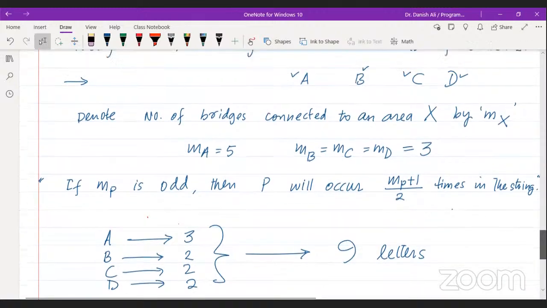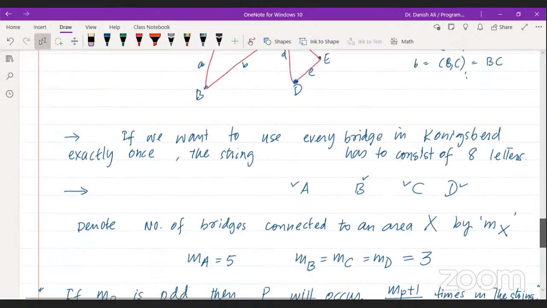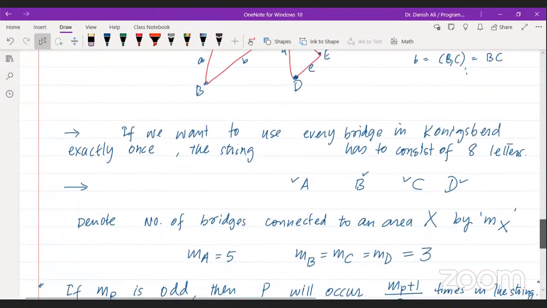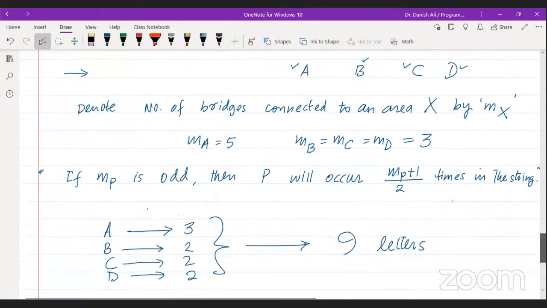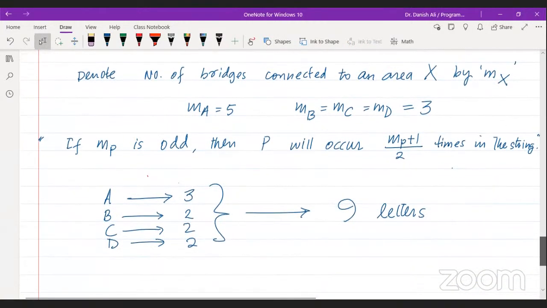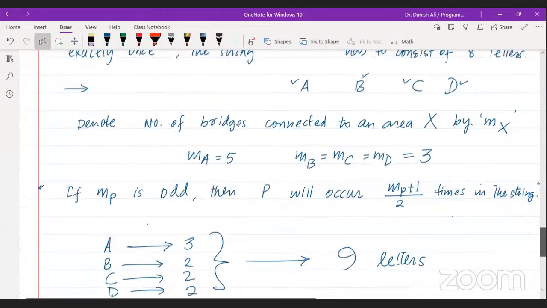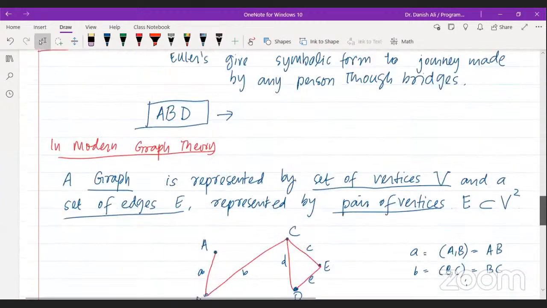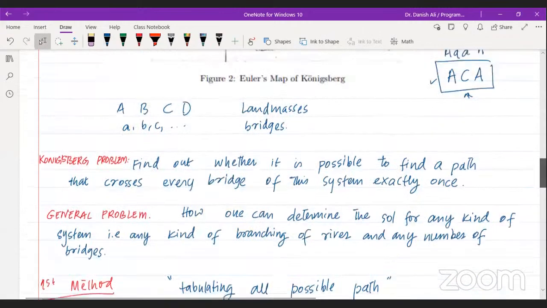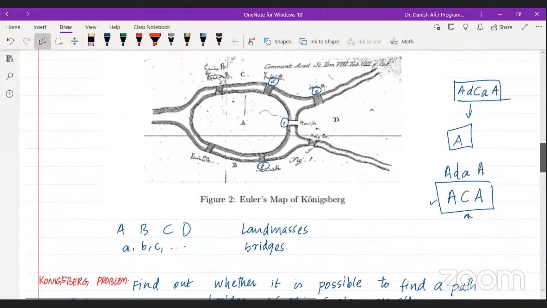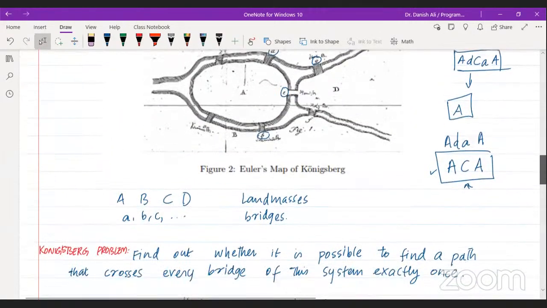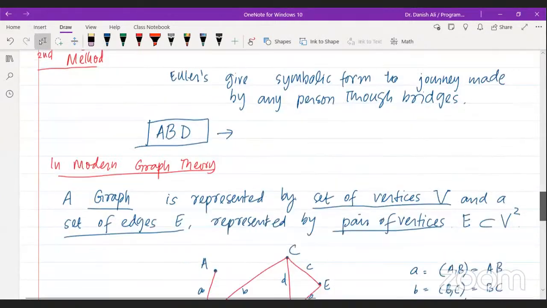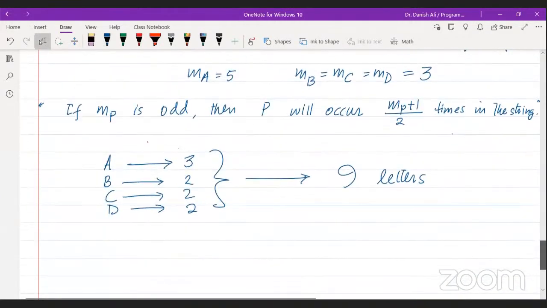But previously we said that the journey should consist of 8 letters. So this is a contradiction. This means that it is not possible to go through all the bridges by using each bridge only once. So the solution of this problem is negative, that there is no such path.